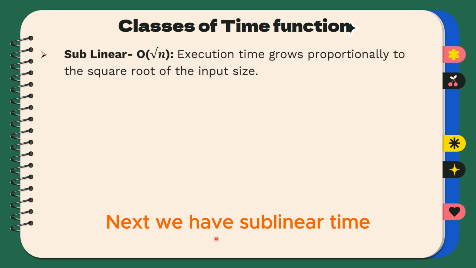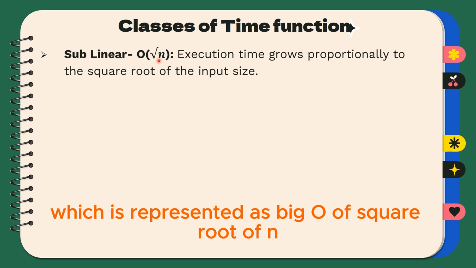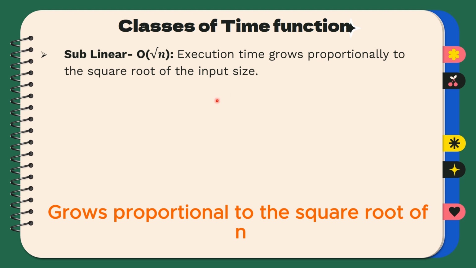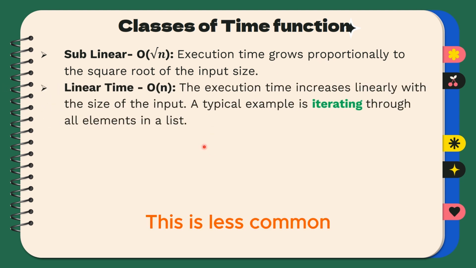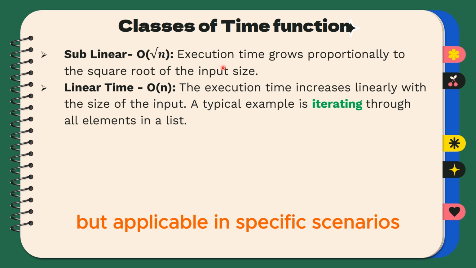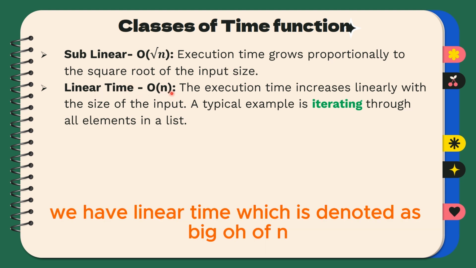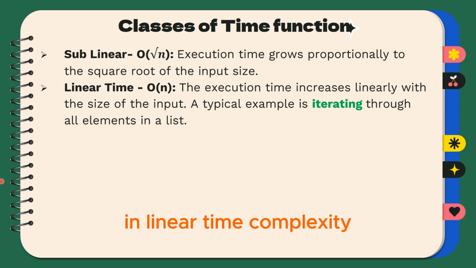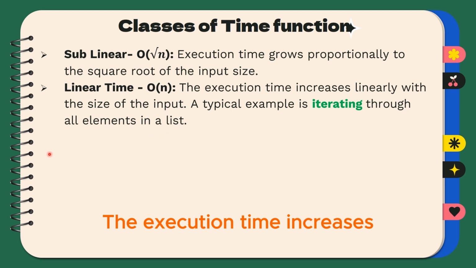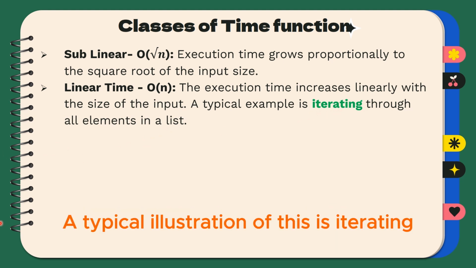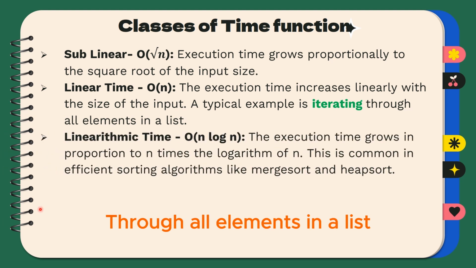Next, we have sublinear time, which is represented as big O of square root of n. In this time complexity, the execution time grows proportional to the square root of the input size. This is less common but applicable in specific scenarios such as certain searching algorithms. Moving on, we have linear time, which is denoted as big O of n. In linear time complexity, the execution time increases directly in proportion to the size of the input. A typical illustration of this is iterating through all elements in a list.